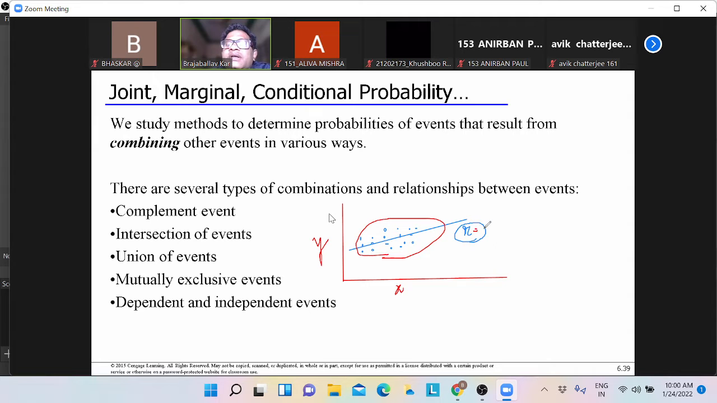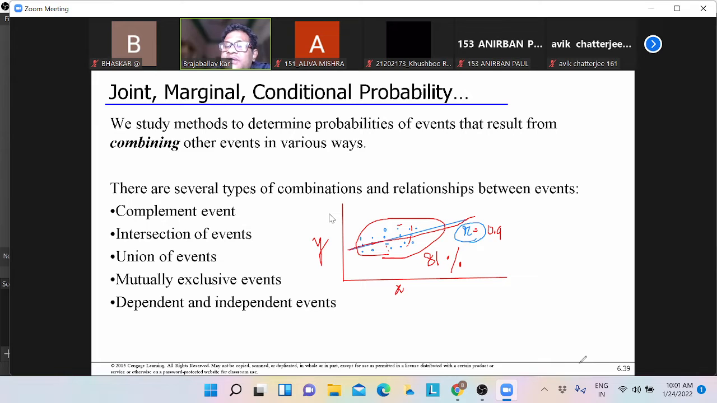My R is 0.9, and 0.9 means only 81% of all these data points that you have is being explained by this equation. Understood this? Yes, sir.